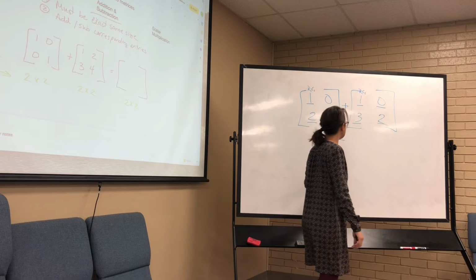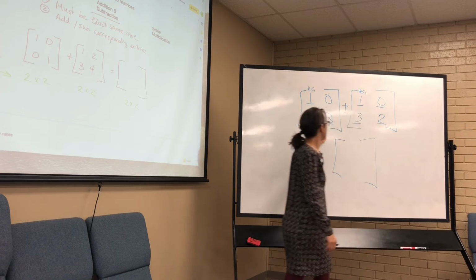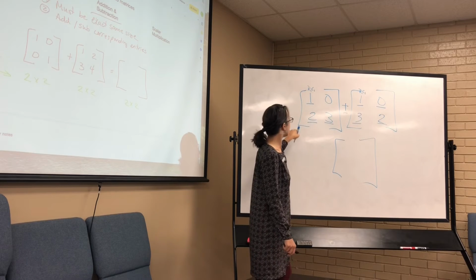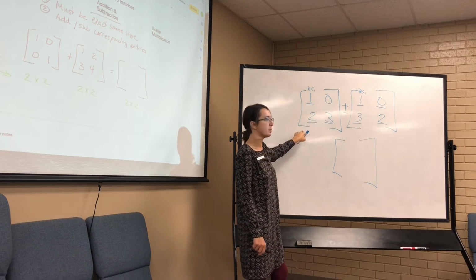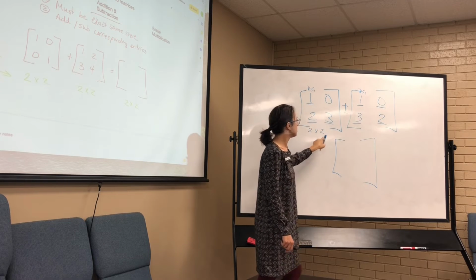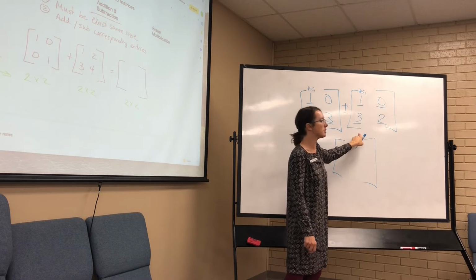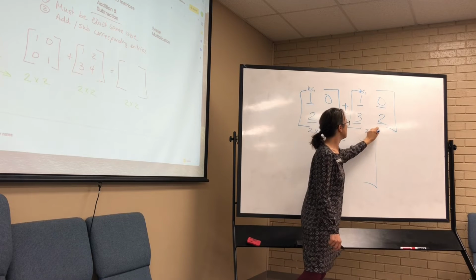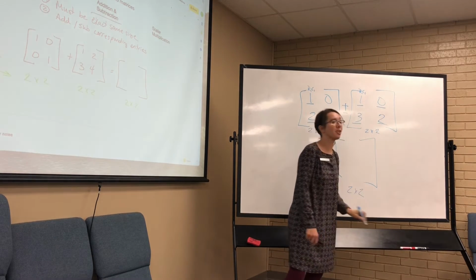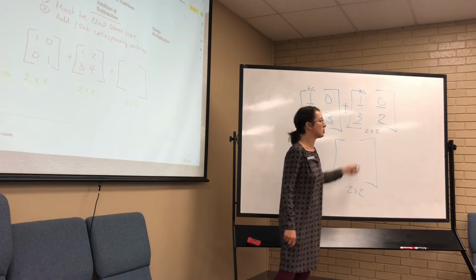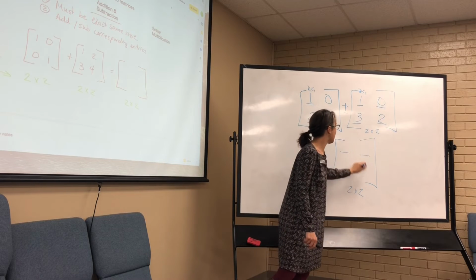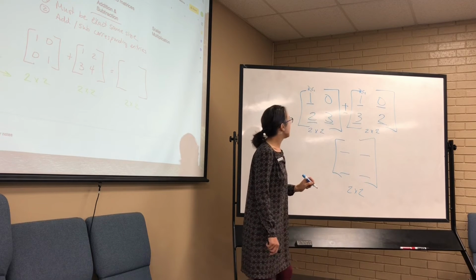If we are adding these together, the dimensions have to be exactly the same. So what is our dimension for this first matrix? It's a 2 by 2. Dimensions for the second matrix? 2 by 2. So our answer should be 2 by 2. See how these all match? Right? And we are going to add like entries.